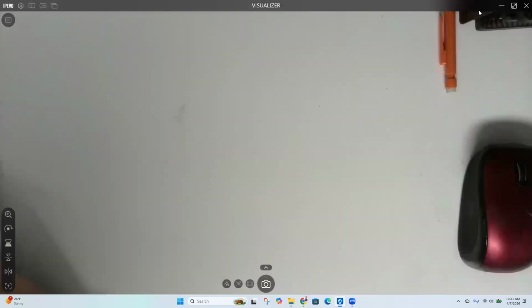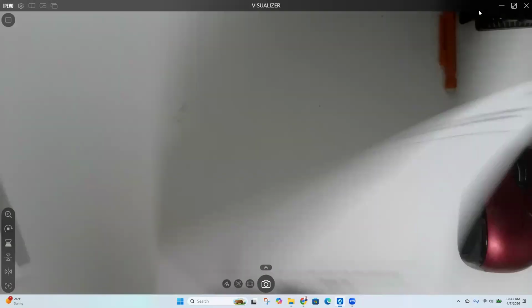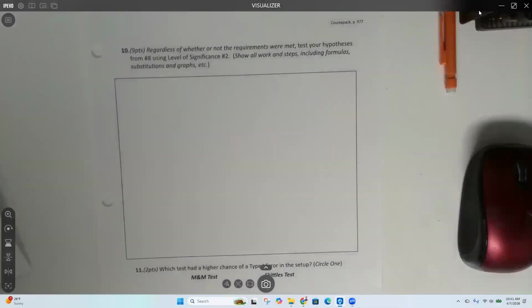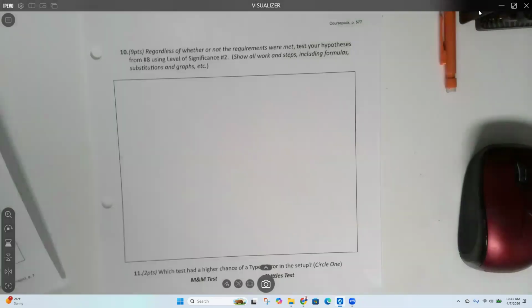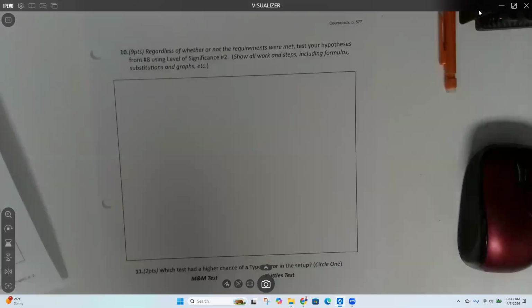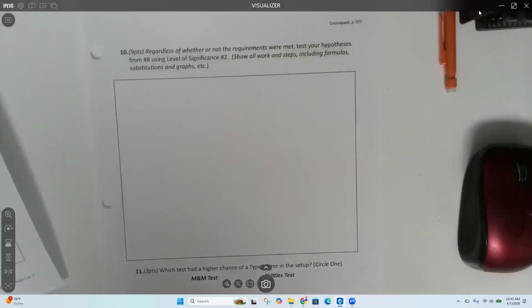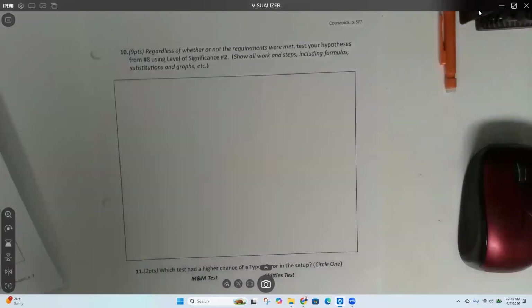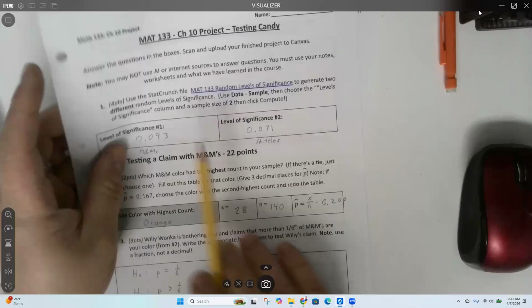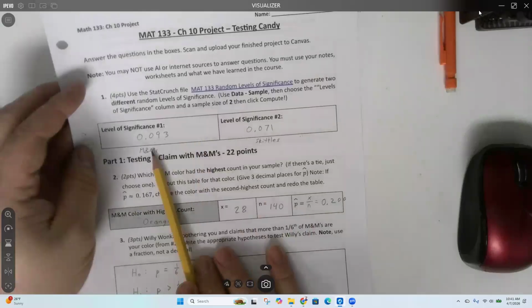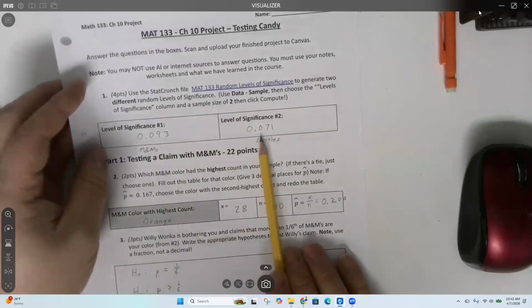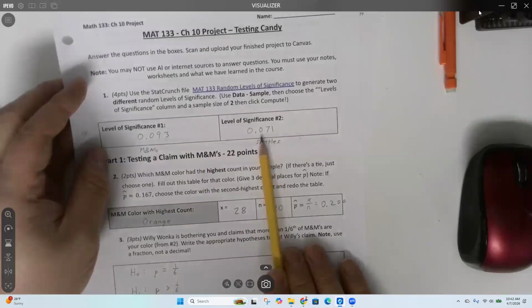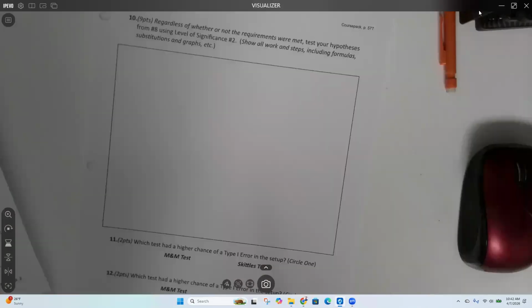Okay. Our last page is page 577, and we're going to, regardless of whether you got yeses or nos, regardless of whether the requirements were met, test your hypothesis using the level of significance from number 2. So this was my alpha for M&Ms. This will be my alpha for Skittles. Okay, so we're going to switch it up.